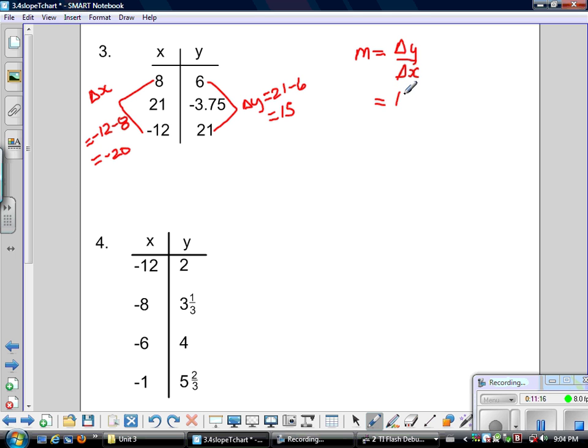So we have 15 over negative 20. So we can see we have a negative slope. 5 goes into both those numbers. 5 goes into 15 3 times. 5 goes into 20 4 times. So we have negative 3/4. Okay, now what we're going to do is we're going to go down to the next question.